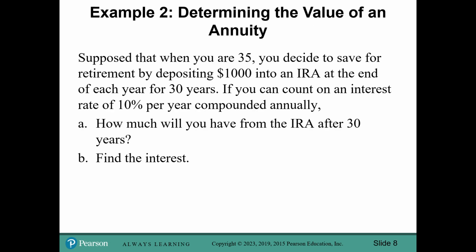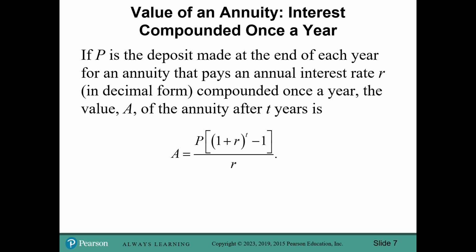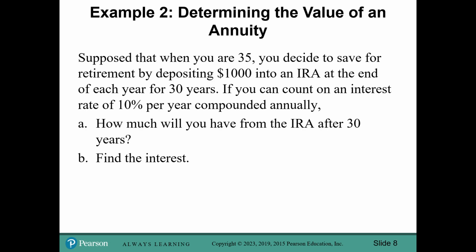So we're going to use that equation that we just reviewed, A equals P times (1 plus R) raised to the T, minus 1, all divided by R. We're going to use that in this next example to determine the value of an annuity.